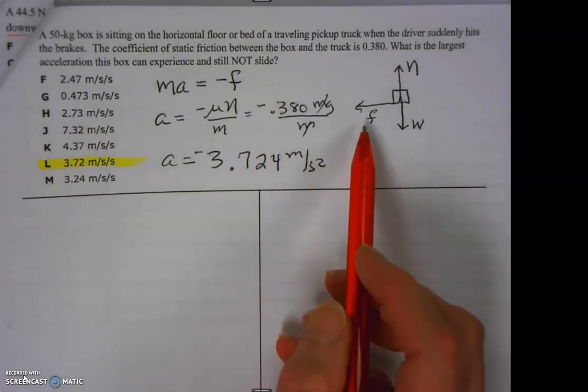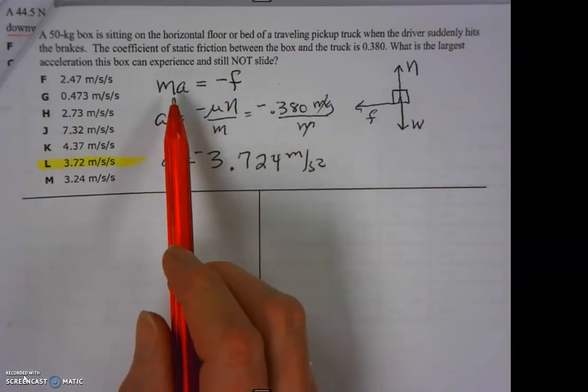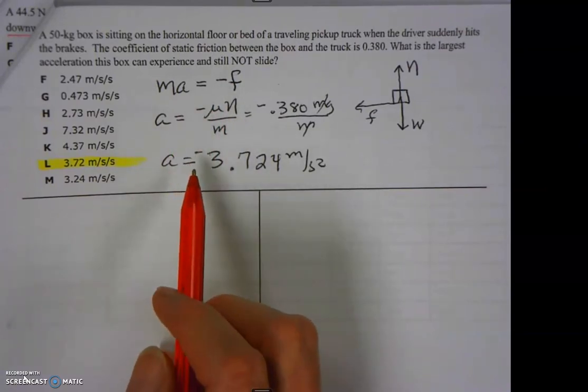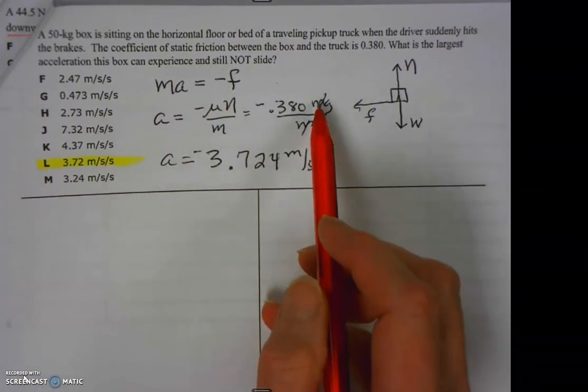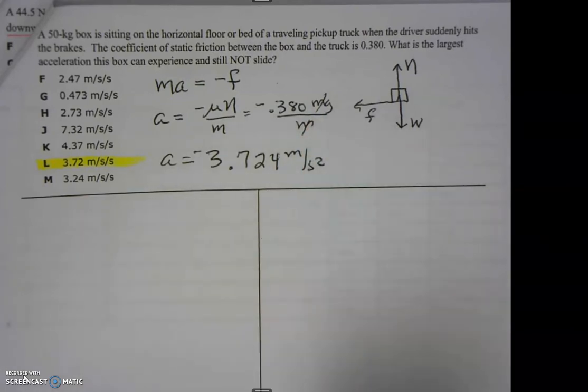The only horizontal force when that driver hits the brakes is the force of friction. And it's in the backwards direction, by the way. So I set them equal to each other. And when I do that, I can solve for acceleration like that. Notice that the masses cancel out. It doesn't really matter what mass that box has. That's going to be its acceleration.